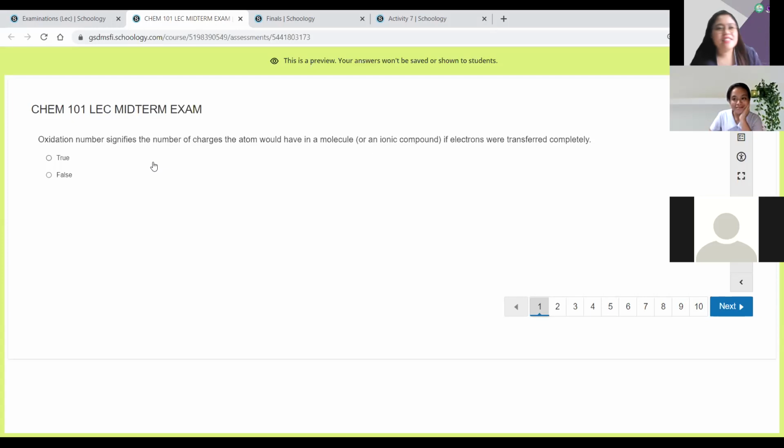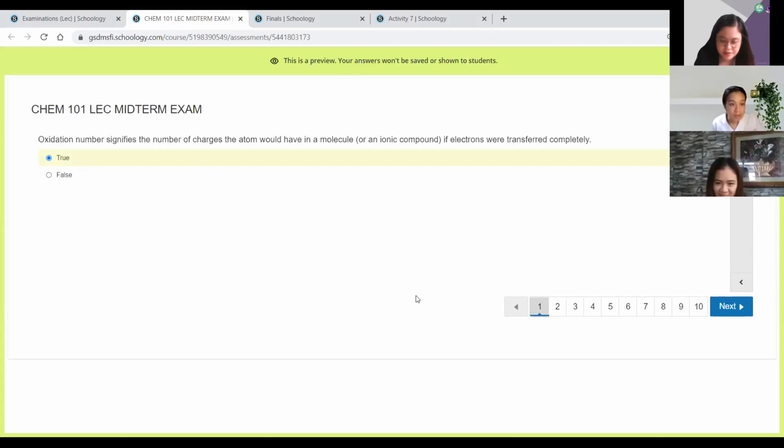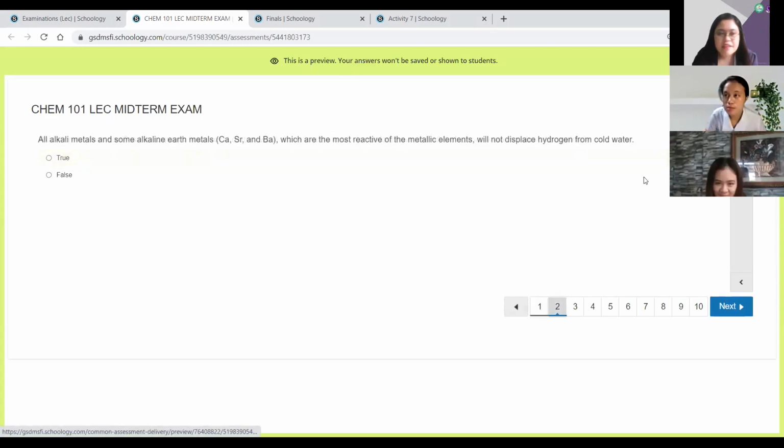Okay. Sige, let's start. Oxidation number signifies the number of charges the atom would have in a molecule or an ionic compound if electrons were transferred completely. So remember, class, we use the oxidation number or the charges to see whether an atom loses or gains electrons. So this one is true. Again, this one is true. Kindly check your answers there.